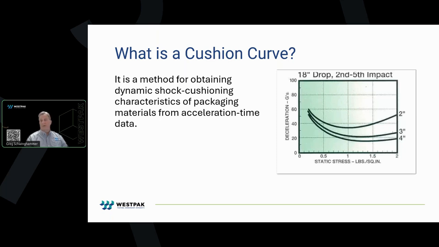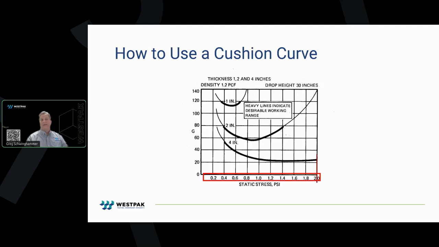So let's look at how to read a cushion curve. The x-axis is the static loading in pounds per square inch, or PSI. The y-axis is in units of Gs, or deceleration. And this curve here is for 1.2 pound per cubic foot, that's the density of the material, polyethylene foam cushion for a drop height of 30 inches for thicknesses of 1, 2, and 4 inches. As you can see, cushion curves are very specific for a set of scenarios. It's a thickness of material, a density of material, and a given drop height.